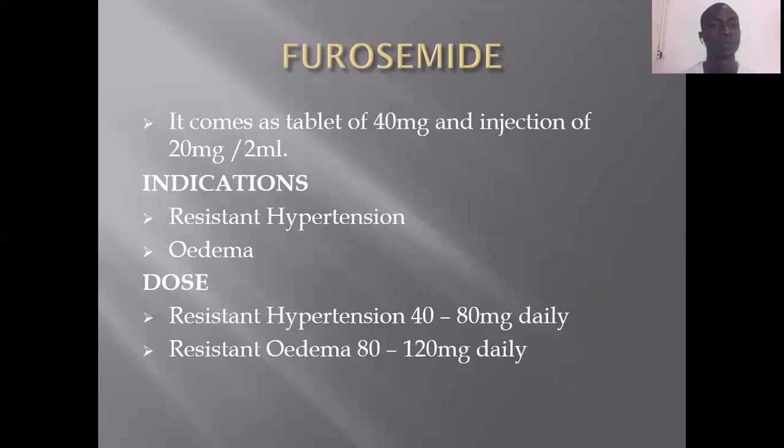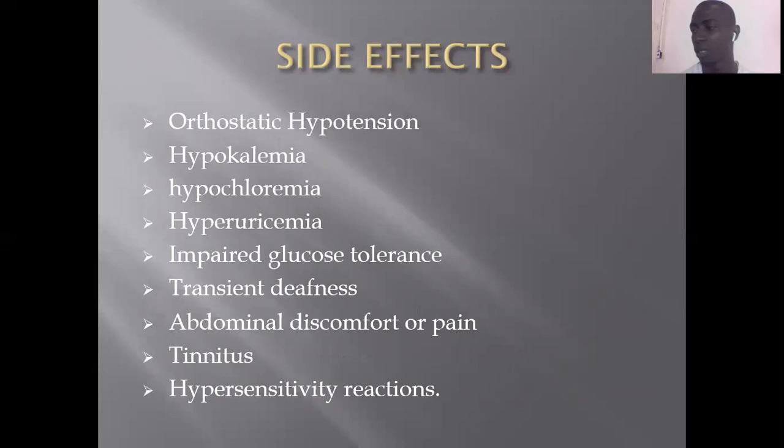Dose in resistant hypertension is 40 milligrams to 80 milligrams daily, and in edema is 80 to 120 milligrams daily. Side effects include orthostatic hypotension, hypokalemia, hypochloremia, hyperuricemia, impaired glucose tolerance, transient deafness, and also abdominal discomfort. Tinnitus is one of them. There's also hypersensitivity reaction.